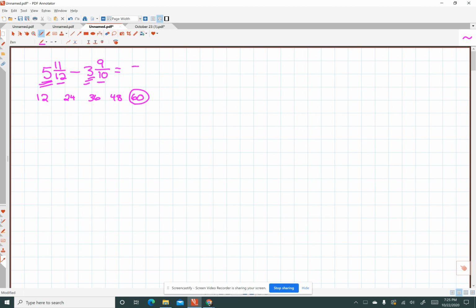So we've got 5 and some amount of 60ths minus 3 and again some number of 60ths. Well, how do we get from 12 to 60? We multiply by 5. So we're going to multiply the numerator by 5. 11 times 5 is 55. How do we get from 10 to 60? Well, we multiply by 6. 9 times 6 is 54. Let me fix that.